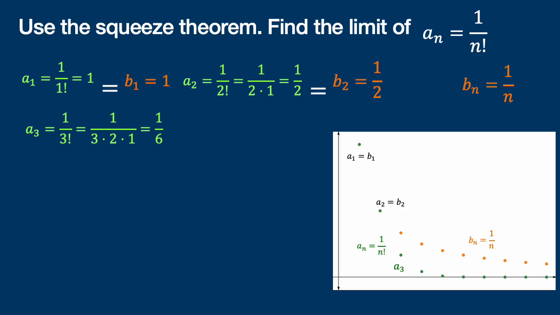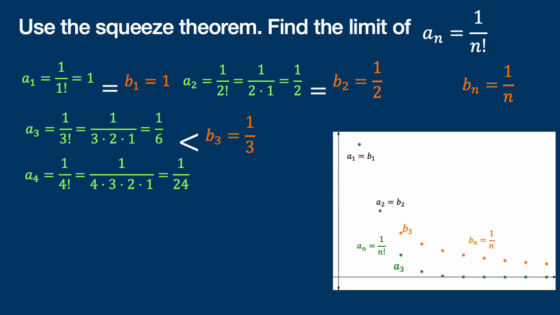How about B3, guys? I sketched A3 right here, this point. Then B3 is 1 over 3. Let's find B3 right there. Comparing the values, B3, which is 1 over 3, is definitely bigger than 1 over 6. B3 is bigger than A3. Guys, can you see that?